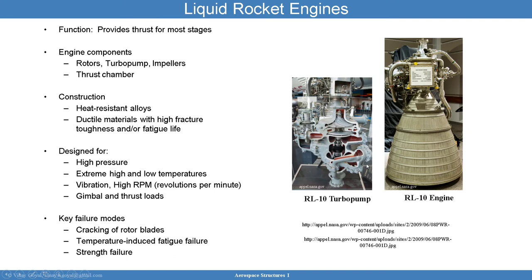The key failure modes that we need to watch out for are cracking of rotor blades. We also have temperature-induced fatigue failures, strength failures, amongst many others. There could be leakage. There could be valves that malfunctioned. There could be fog in the system. There could be a slew of issues with seals, for example. So liquid rocket engines are quite complex. They require a lot of expertise to really enable these engines to work correctly and properly.